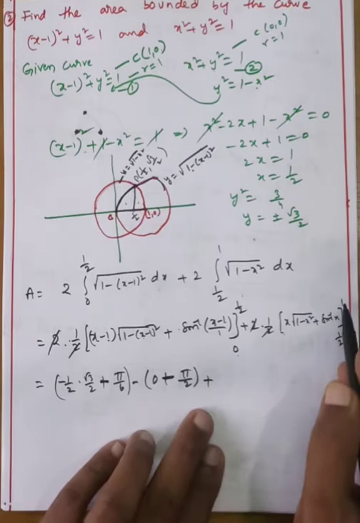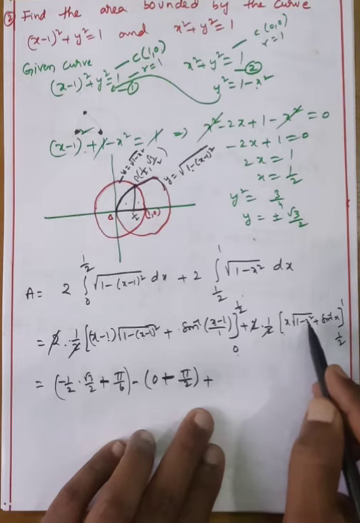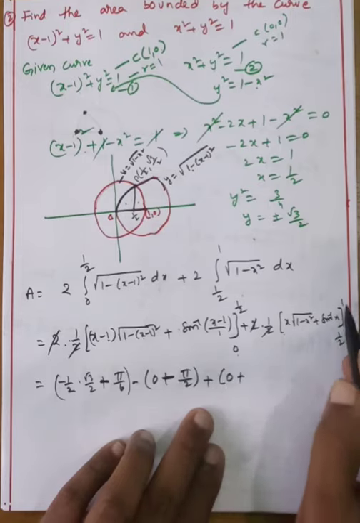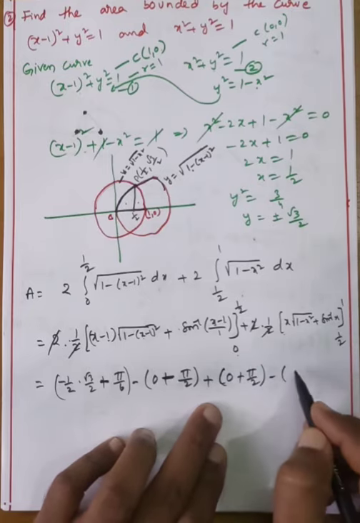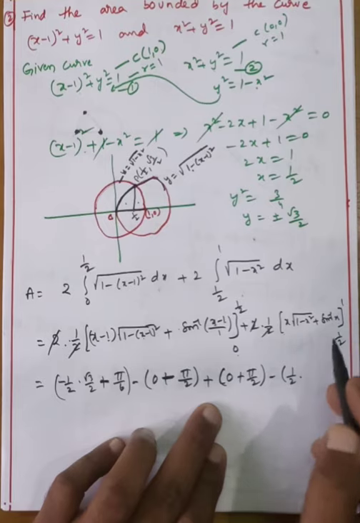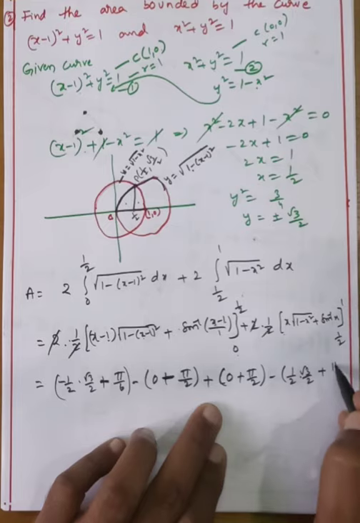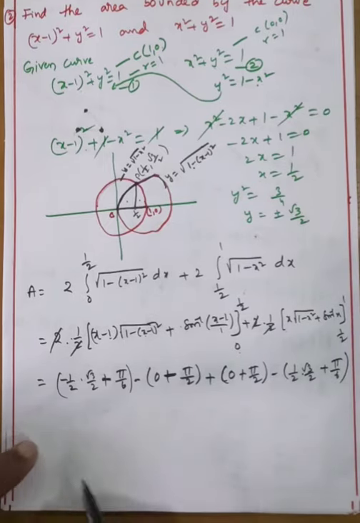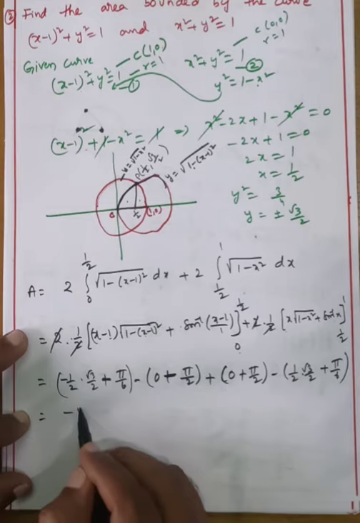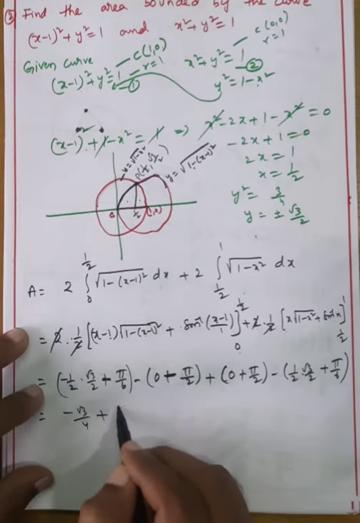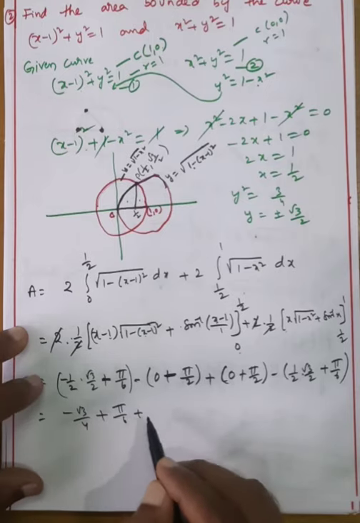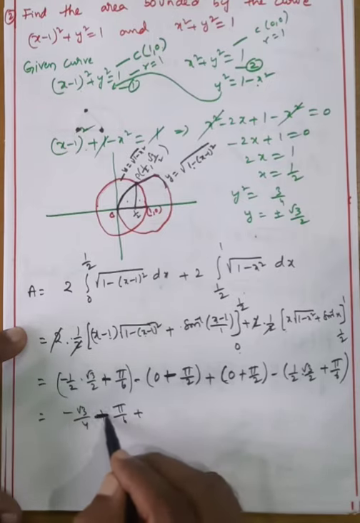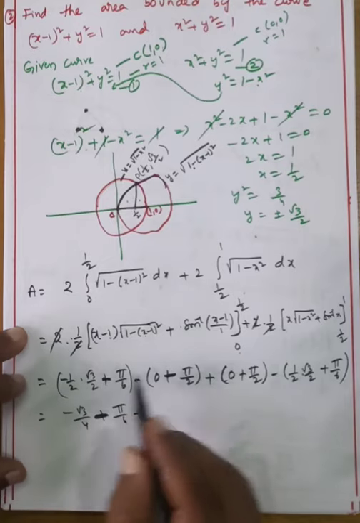Plus here 1, 0, 0, plus sine inverse of 1 means pi by 2. Upper limit minus lower limit: 1 by 2 into 1 minus 1 by 4 means root 3 by 2, plus sine inverse of 1 by 2 means pi by 6. Okay, my dear students, now that is equal to minus root 3 by 4 plus pi by 6. Sorry, this is minus pi by 6, sine inverse of minus 1 by 2.